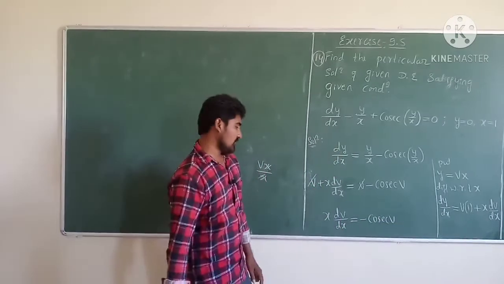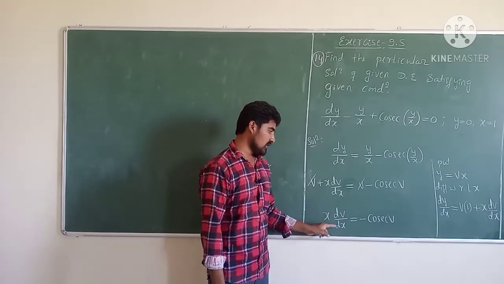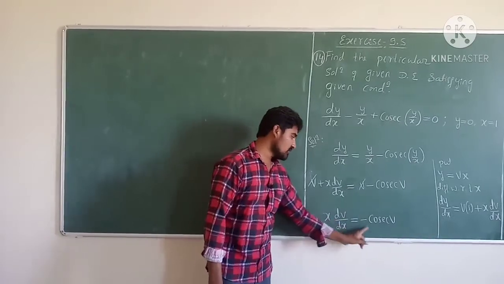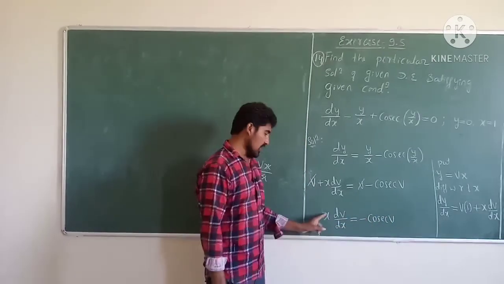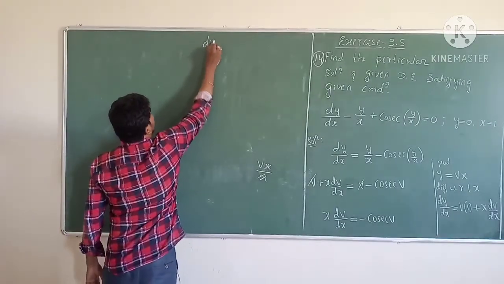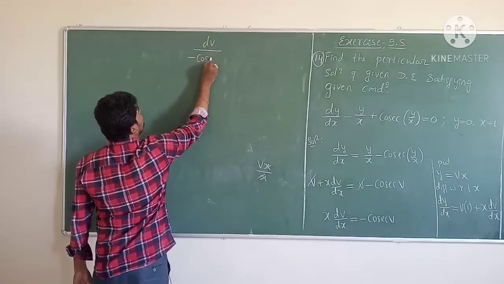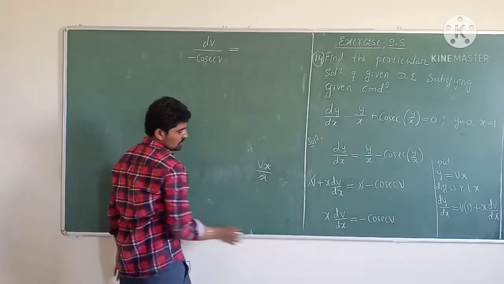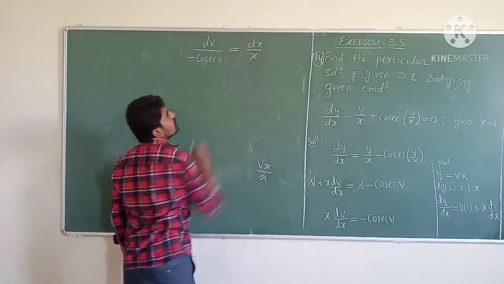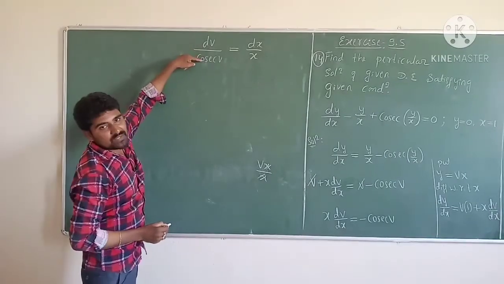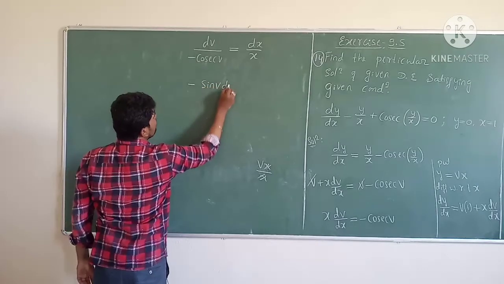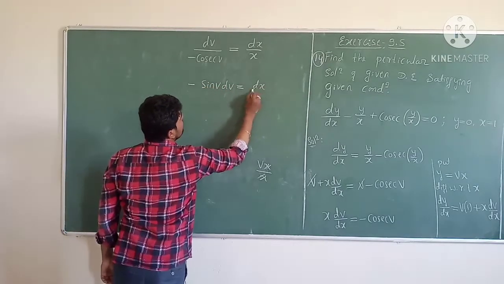Now we get the differential equation with variables v and x. We just separate dv and dx. For that, shift this minus cosecant v towards the left hand side and dx towards the right hand side. We get dv divided by minus cosecant v is equal to dx divided by x. Now 1 by cosecant v is sin v, therefore minus sin v into dv is equal to dx divided by x.